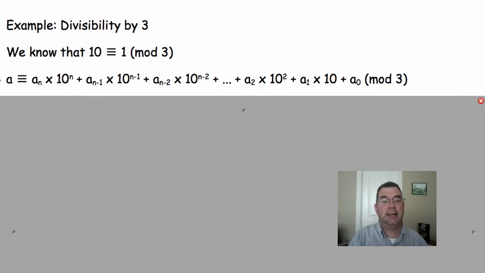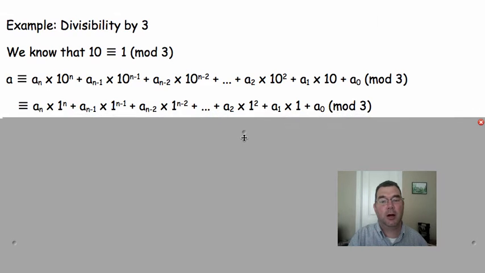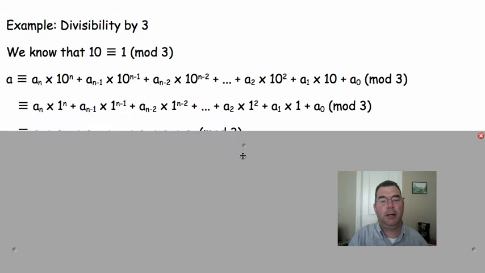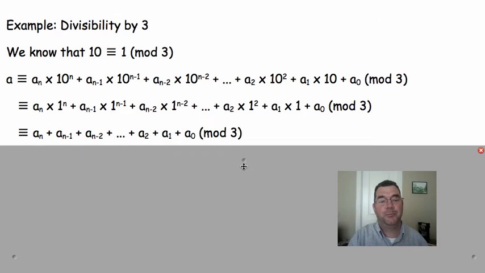So if I say that this integer a that has a whole bunch of digits, if I write it out as its value, like I did in the last slide, and I write it mod 3, then all of those 10s are congruent to 1s mod 3, so I can change all of those 10s to 1s. Well, when I multiply by 1 over and over again, it doesn't change the value, so this value of the number is actually congruent to the sum of the digits of that number.